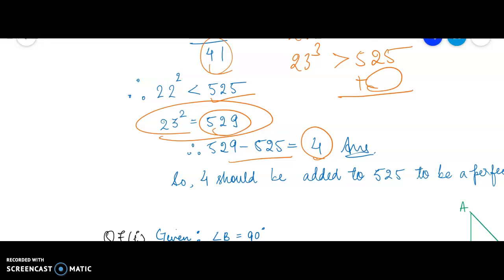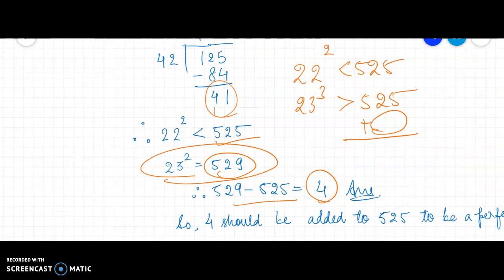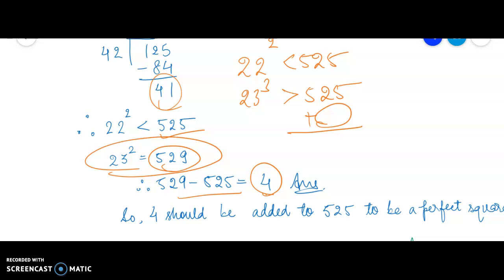When I subtract them I get 4. That means if I add this 4 to this number, it makes a perfect square of 23, that is 529. So yes, 4 should be added to 525 to get a perfect square of 23. This way you can solve further parts.